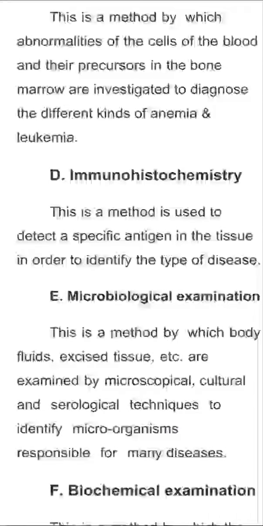Hematological examination is used to diagnose the different kinds of anemia and the leukemias. Immunohistochemistry is a method that is used to detect various specific antigens in the tissue in order to identify the type of disease. For identifying the type of disease, we can use immunohistochemistry.